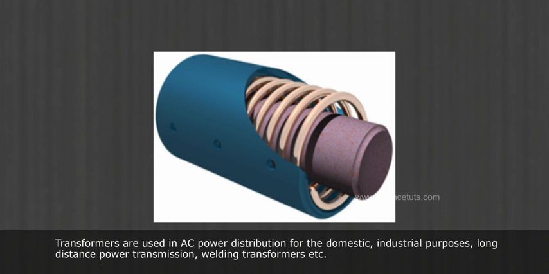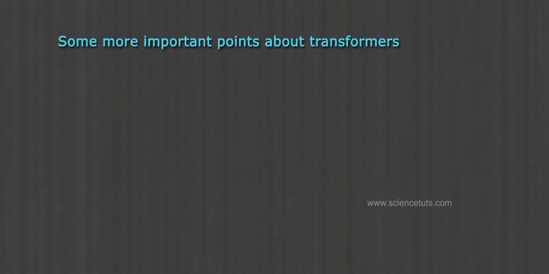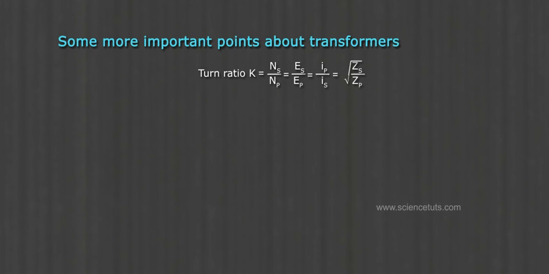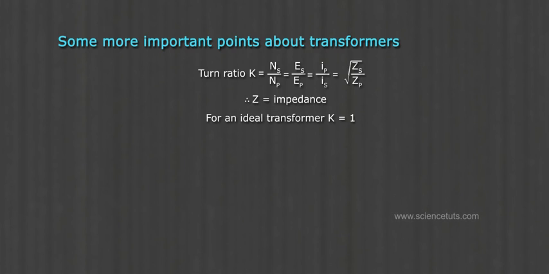Transformers are used in AC power distribution for domestic and industrial purposes, long-distance power transmission, welding transformers, etc. Some more important points about transformers. Turn ratio K equals Ns by Np equals Es by Ep equals Ip by Is equals square root of Zs by Zp, where Z is impedance. For an ideal transformer, K equals 1.